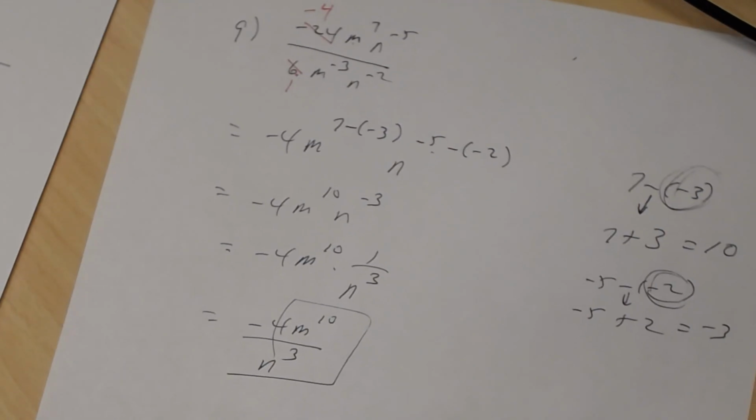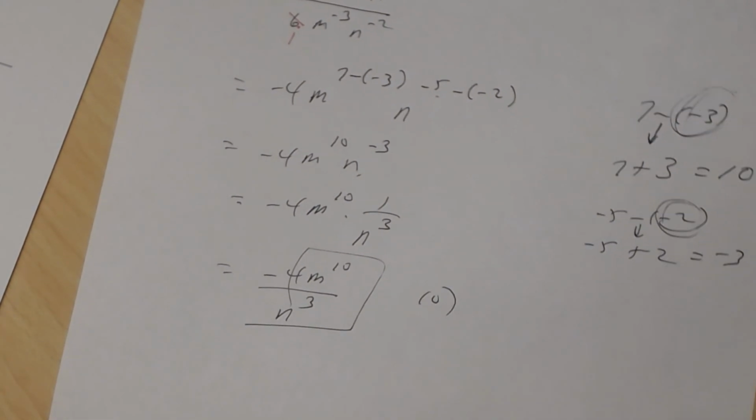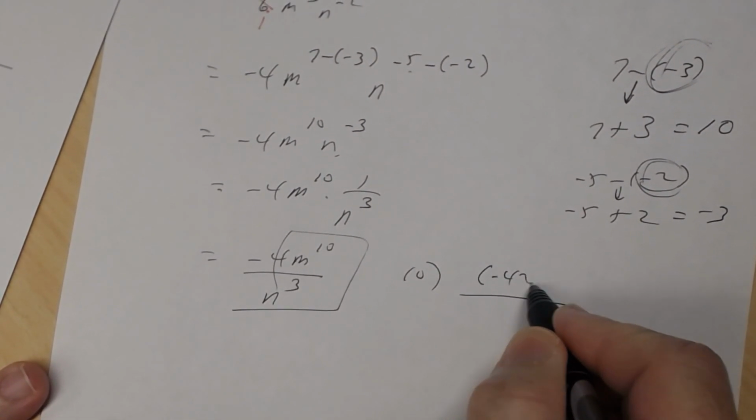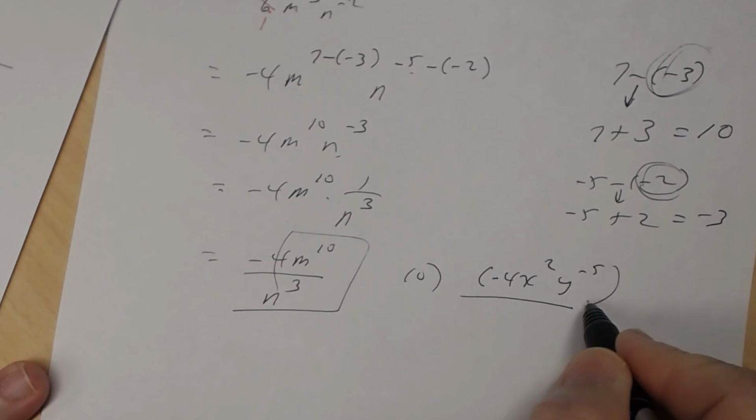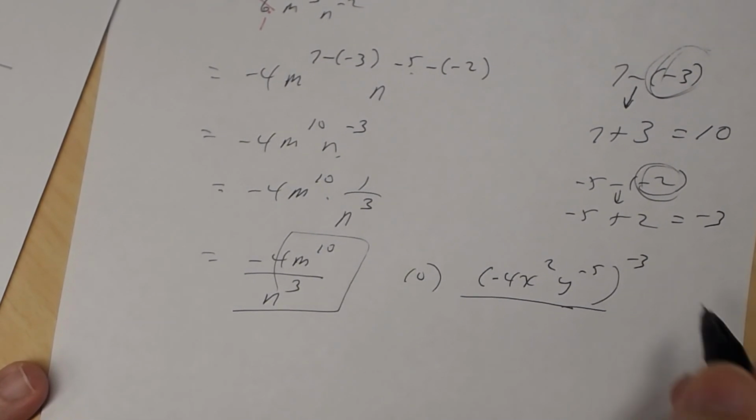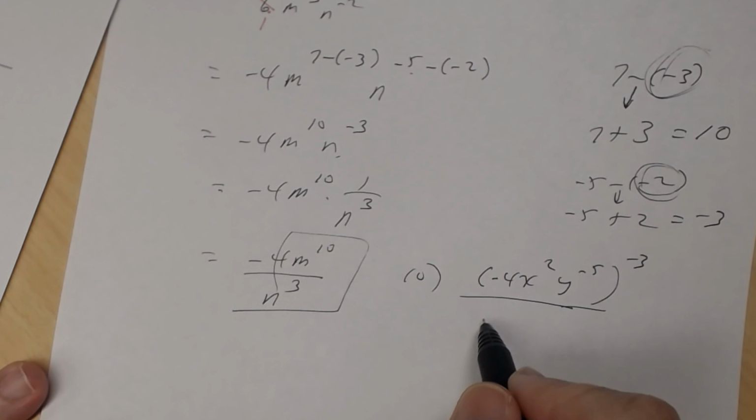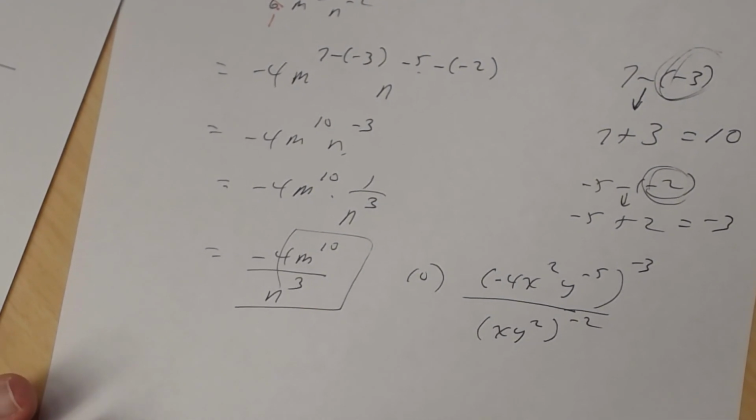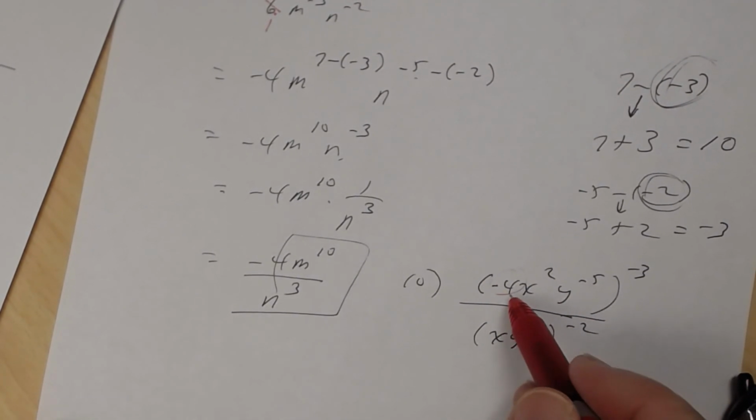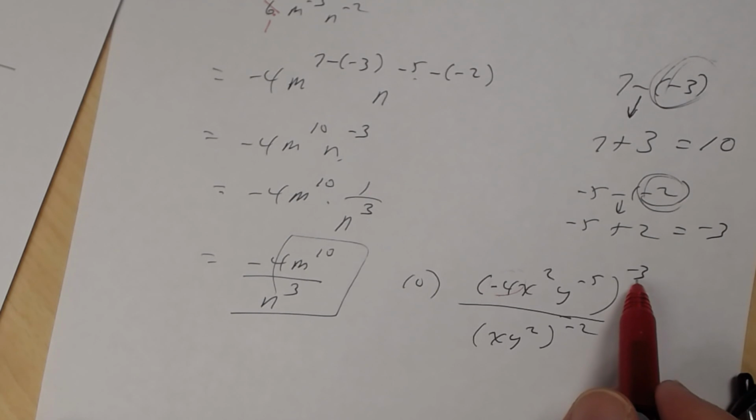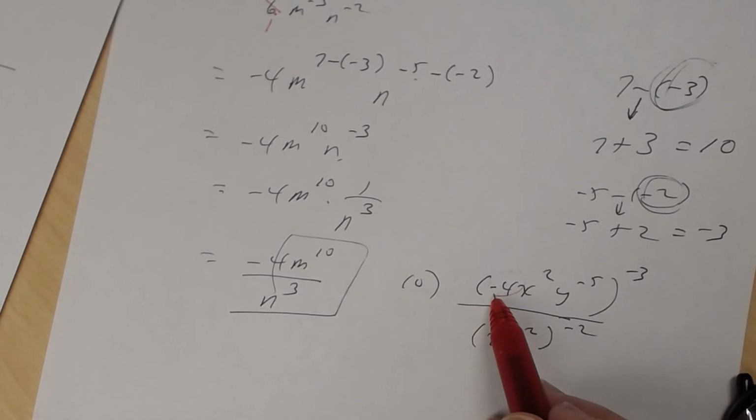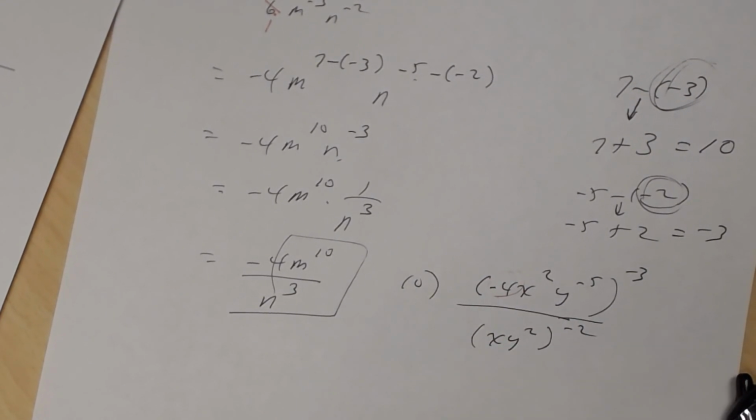Okay, number 10 looks like this. Okay, so that's number 10. You have, in the numerator, negative 4 x squared y to the negative 5th, all raised to the negative 3rd power. And then x y squared, all raised to the negative 2nd power. Now, the only thing that's going to cause you an issue here is this coefficient right here, because that coefficient is being raised to a negative power. If this was a positive power, it would be easy to deal with, but it's not. So just be a little bit careful with the coefficient. Everything else should be fine.